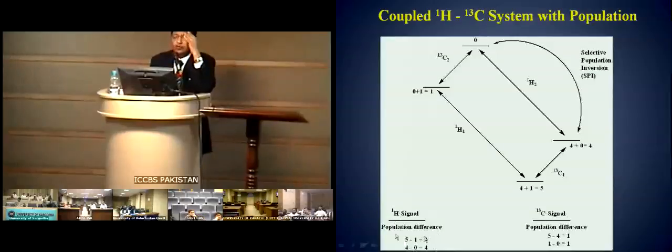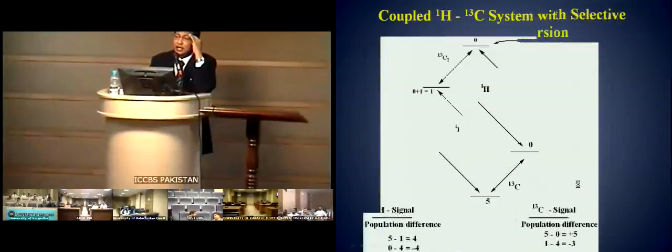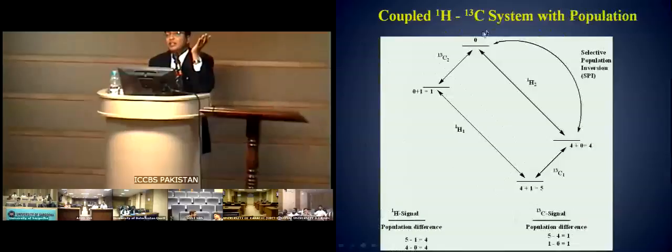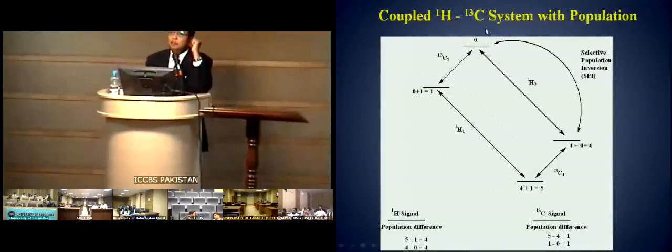So the proton doublet which will appear because of the coupling with the carbon will appear as a 4 and 4. And the doublet of a carbon which will appear because of its coupling with the proton is going to be 1 and 1, and you can calculate that. This is the easiest thing which you can do.